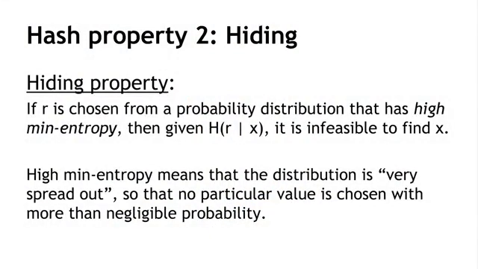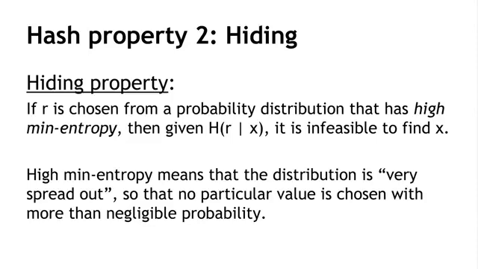So the hiding property that we are going to need to set up is a little bit more complicated. And the way we're going to fix this problem with the common value x, like heads and tails, is we're going to take the x and concatenate with it a value r, which is chosen from a distribution that's really spread out. And so this H of r concatenated with x means take all the bits of r and put after them all the bits of x. And so what we're going to say is, given the hash of r together with x, it's infeasible to find x, and this will be true in the formally stated property that if r is a random value chosen from a distribution that has high min-entropy, then given the hash of r concatenated with x, it's infeasible to find x.